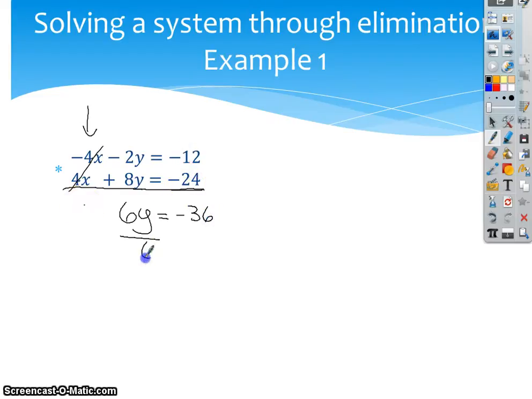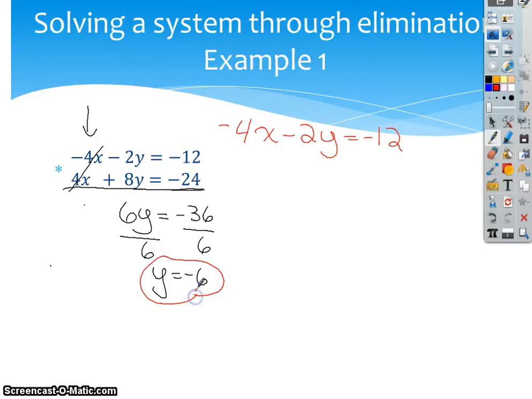Now we're just going to solve for y. And we get that y is equal to negative 6. I've got a value for y. I can simply solve for x by plugging in. I'll take this first equation, negative 4x minus 2y equals negative 12. I've got a y value. Let me plug in: negative 4x minus 2 times negative 6 equals negative 12.